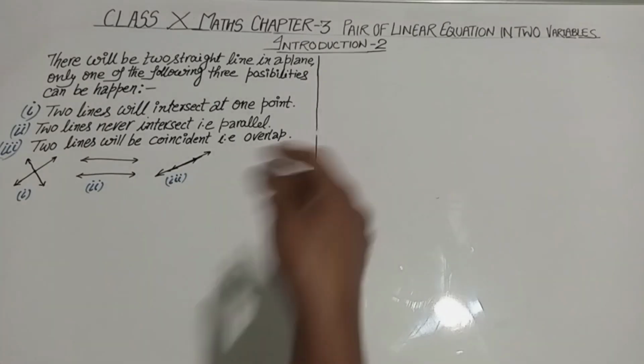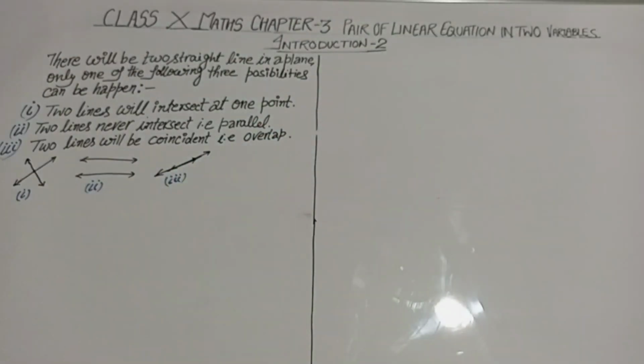But when we talk about a pair, it means when we plot a graph in a plane, there are two straight lines. If there are two straight lines, they may intersect at a point, they may be parallel, or they may be coincident, that is, overlap.